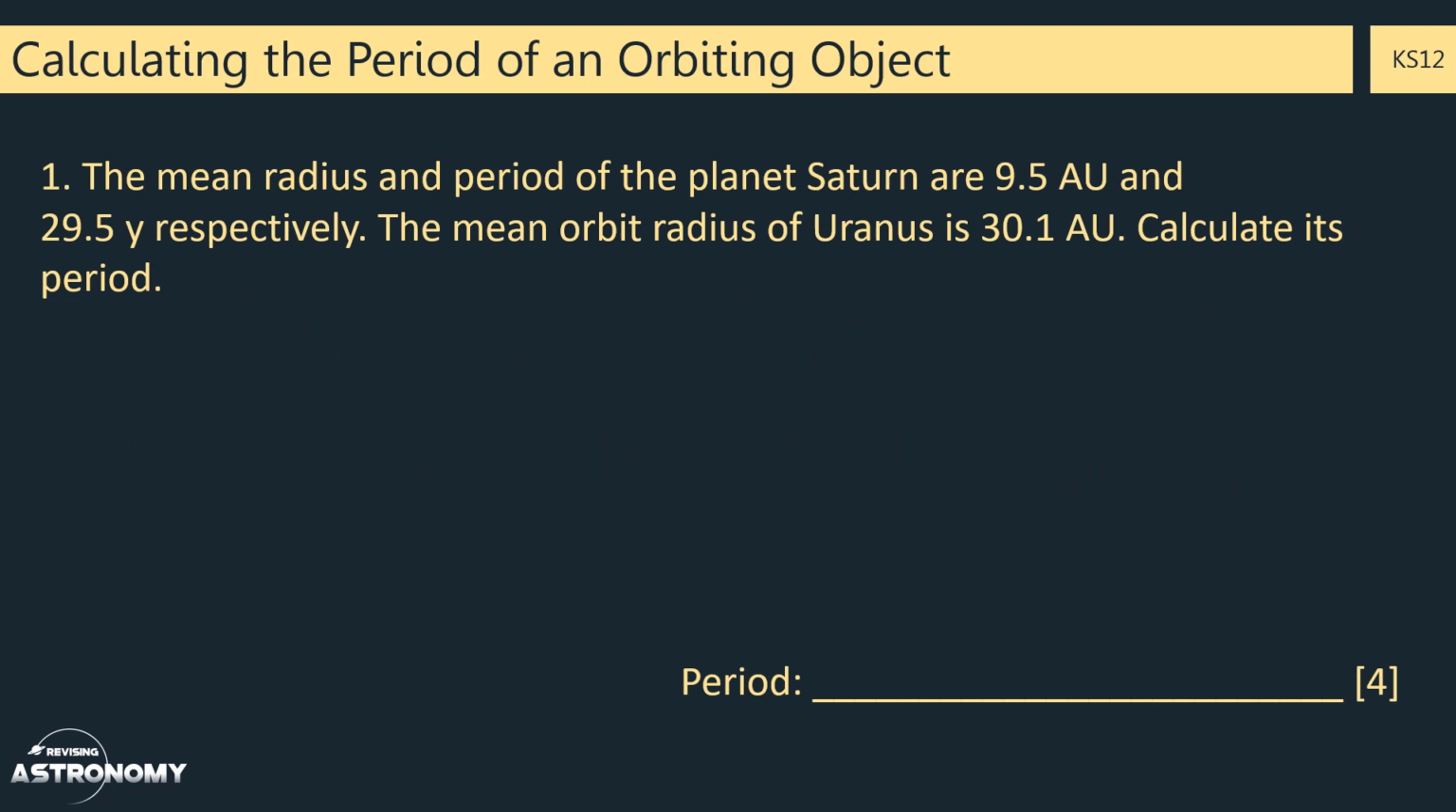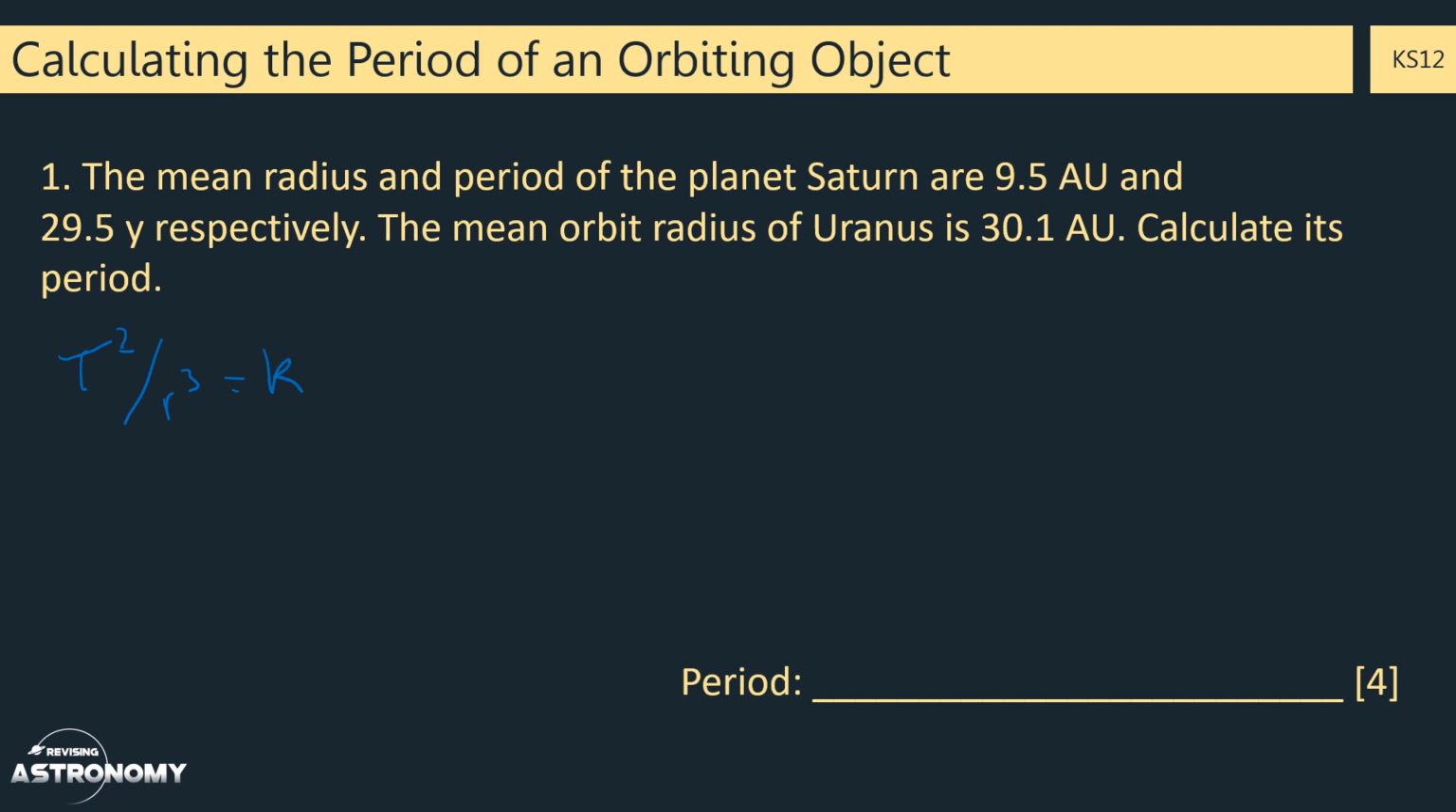So in these questions, we're going to be using Kepler's third law to calculate the period of an orbiting object. The mean radius and period of the planet Saturn are 9.5 astronomical units and 29.5 years respectively. The mean orbit radius of Uranus is 30.1 astronomical units. Calculate its period.